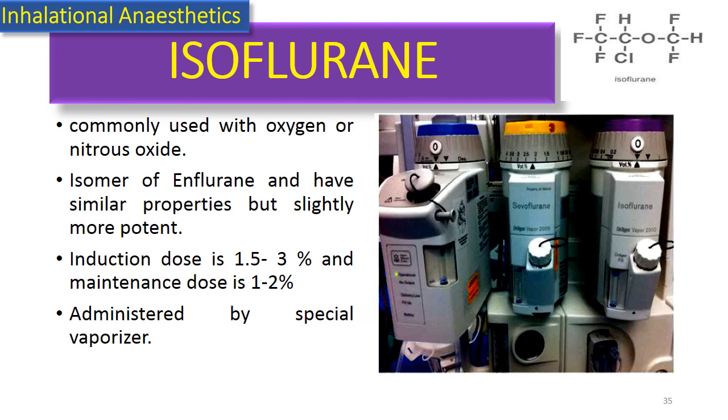Going further with fluorinated inhalational anesthetic agent, isoflurane is the next. It is commonly used with oxygen or nitrous oxide. It is an isomer of enflurane and has similar properties but is slightly more potent. Induction dose is 1.5 to 3% and maintenance dose is 1 to 2%. It is administered by a special vaporizer.